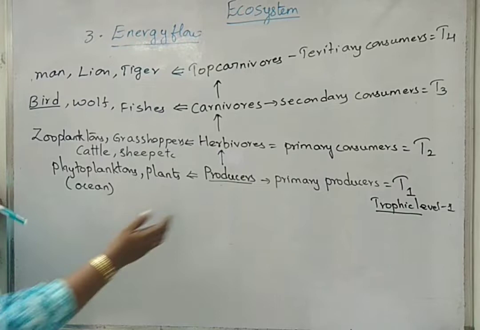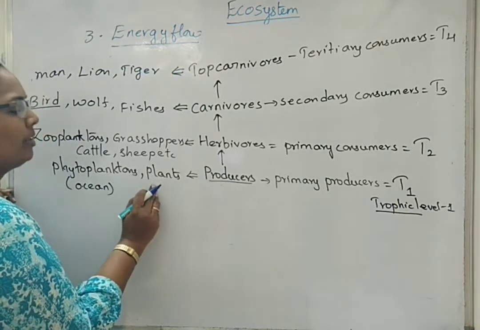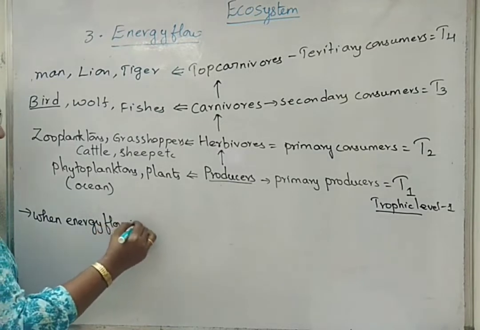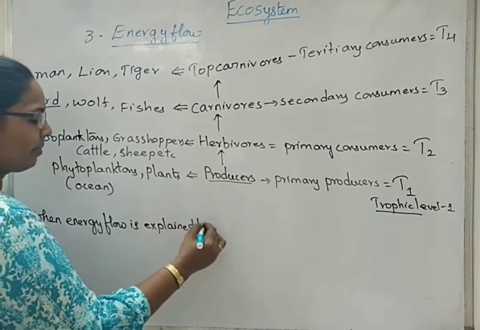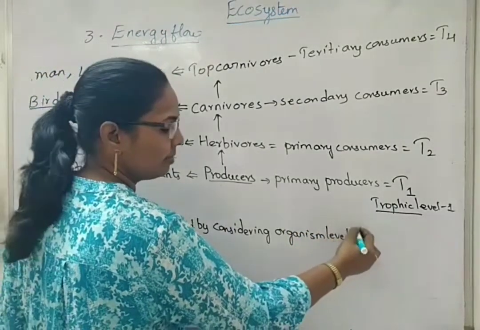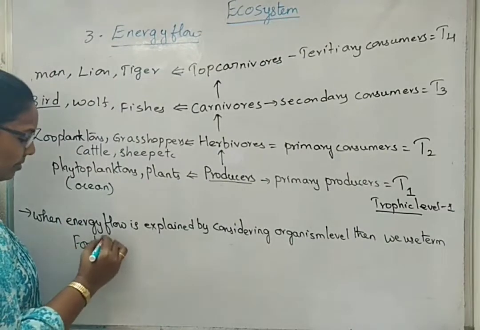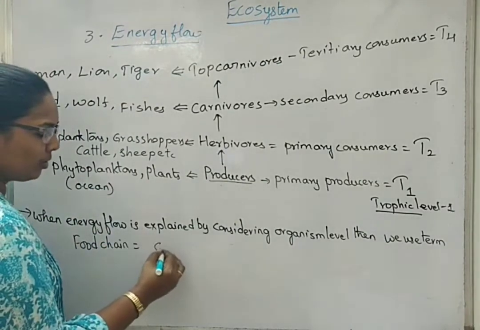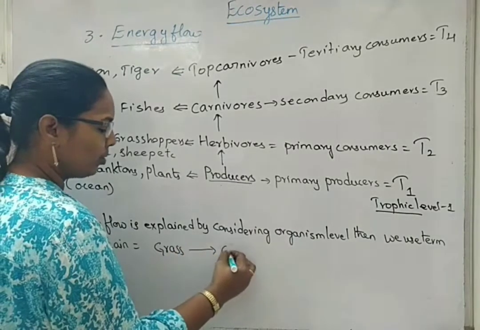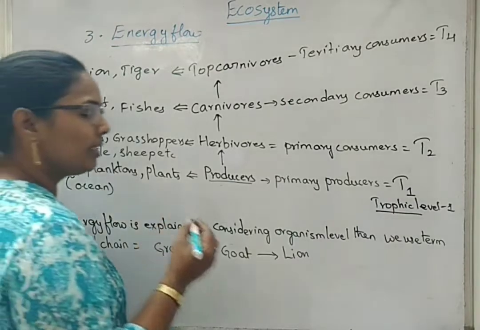When energy transfer is happening in these trophic levels, from trophic level 1 to other trophic levels, and we are considering only one organism at each level, then we use the term food chain. This we can represent as there is some grass plants. They are eaten by one goat, but the goat is again eaten by a lion. We are considering only one type of organism here. This is considered a typical representation of a food chain.